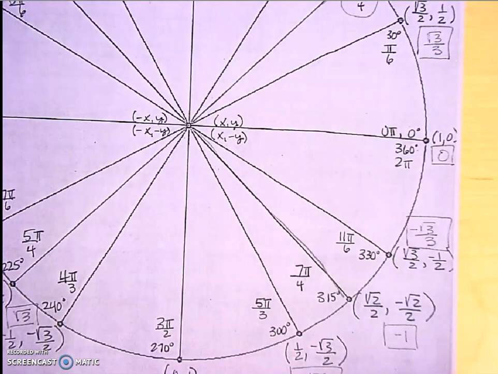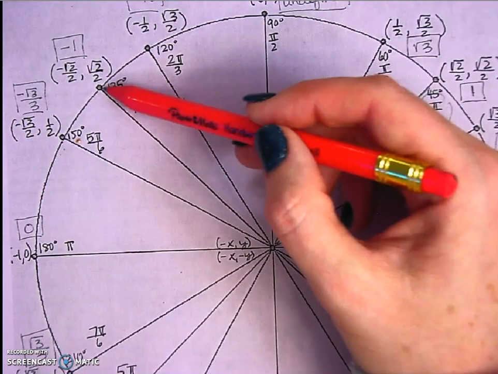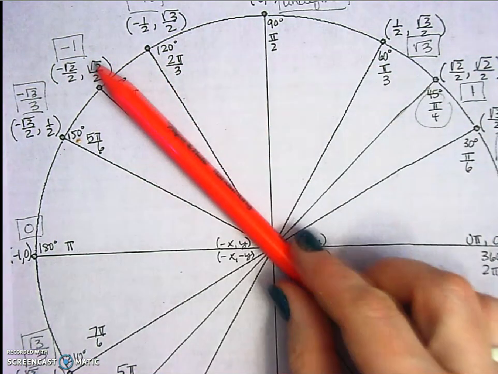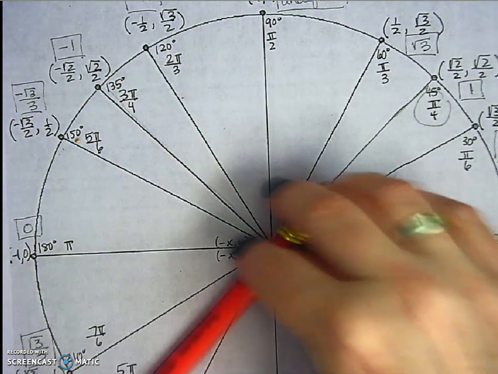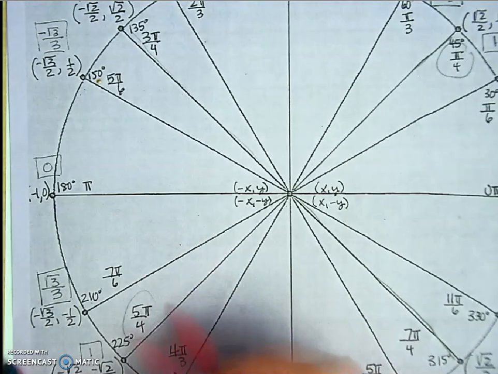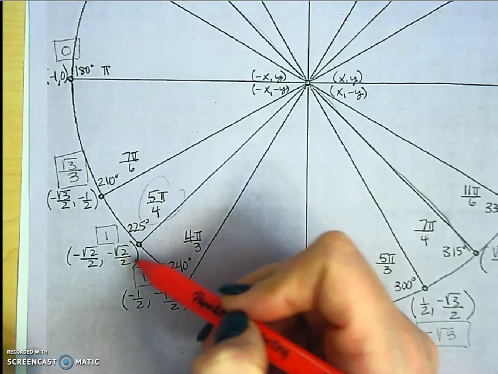So I'm going to go to my unit circle. I'm going to find the positive version of 3 pi over 4, which is right here. And I'm going to reflect it over the x-axis. And it lands at 5 pi over 4. So the y value there is negative square root of 2 over 2.